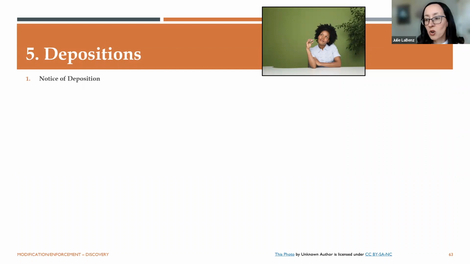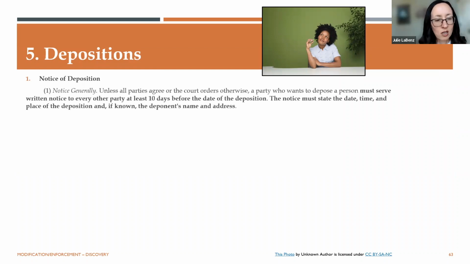Depositions start with a notice of deposition. So a party who wants to depose a person must serve written notice to every other party at least 10 days before the date of the deposition. The notice must state the date, time, and place of the deposition, and if known, the deponent's name and address.